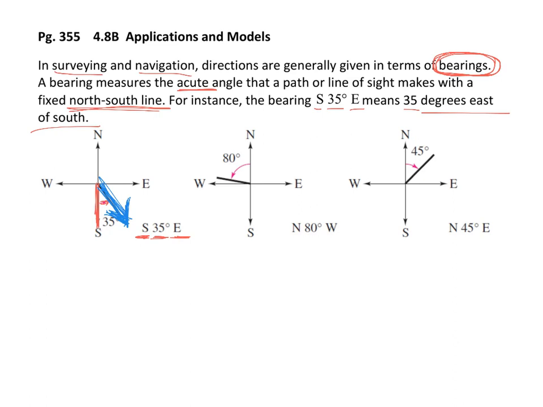A couple more examples here. You always start with south or north. It's one or the other, and then it ends with east or west. So here we're starting at north, and then I'm rotating 80 degrees going west. So this is the direction I'm heading. And then there's north, start at north, and I rotate 45 degrees east. So this is the direction I'm heading. It's pretty simple once you get the hang of it. Let's go and do an example.